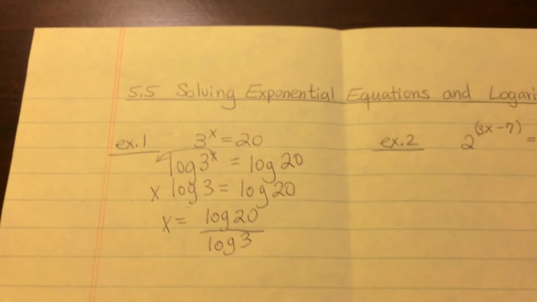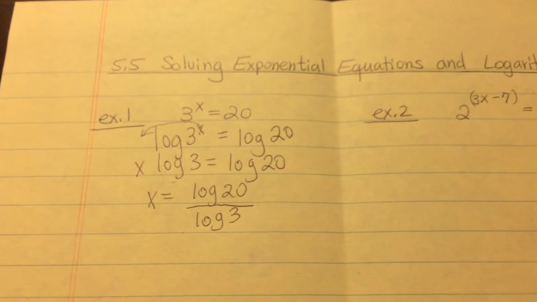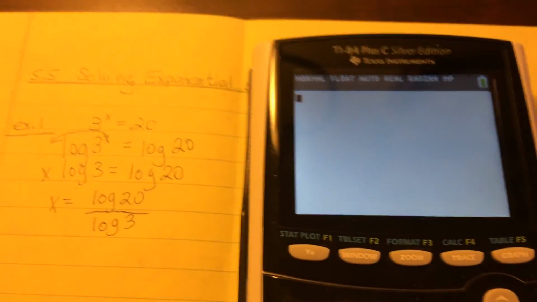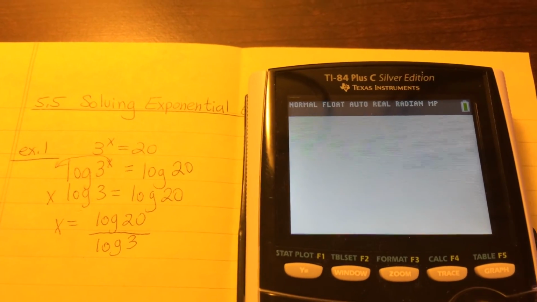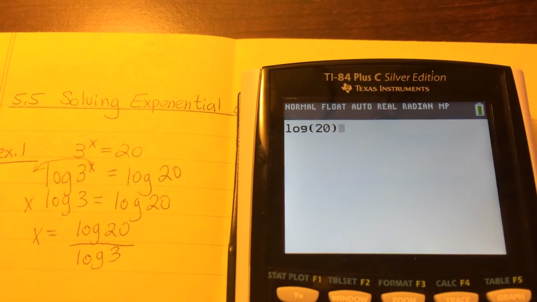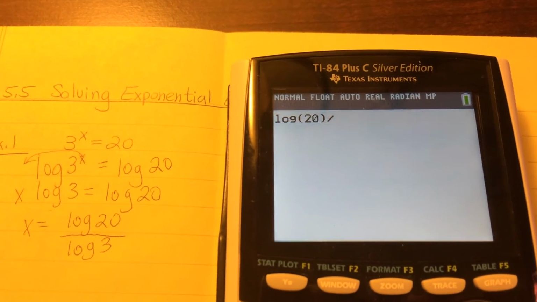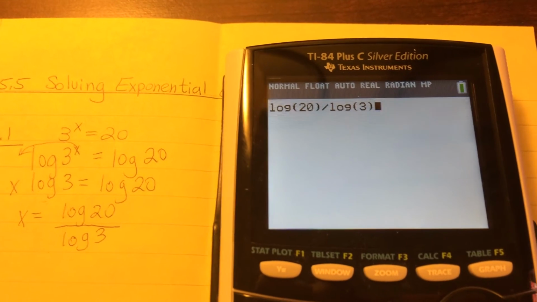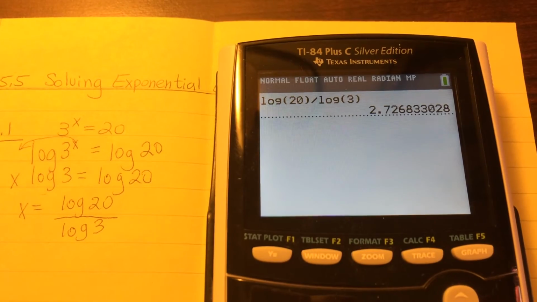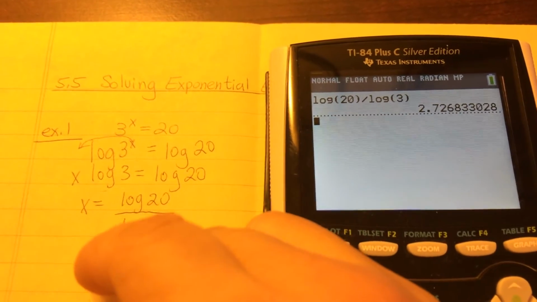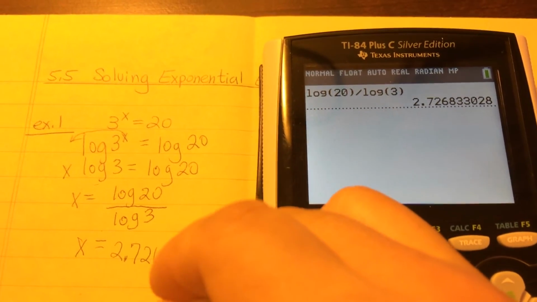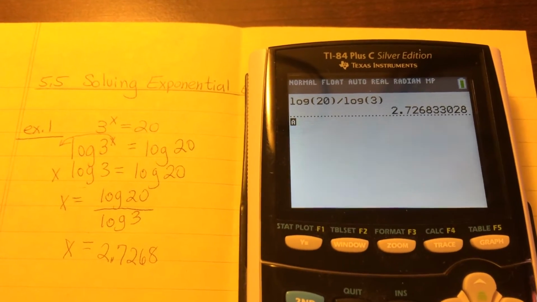So then this right here, it just is in calculator form. You would just put it in the calculator. So let me just do it side by side so you can see that. You would just enter log of 20 divided by log of 3. And then you should get your answer of 2.7268. So that becomes your final answer right there. So x is equal to 2.7268. Okay, so that's it.